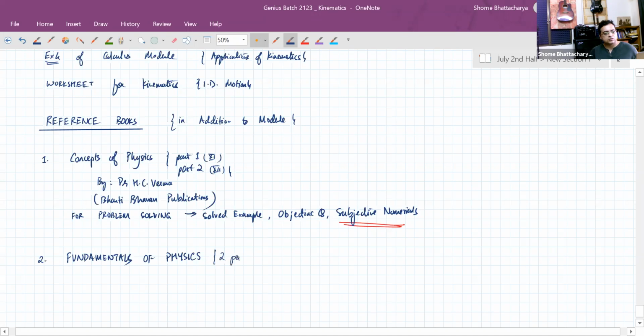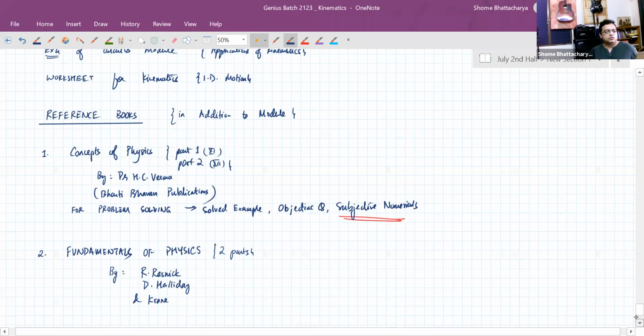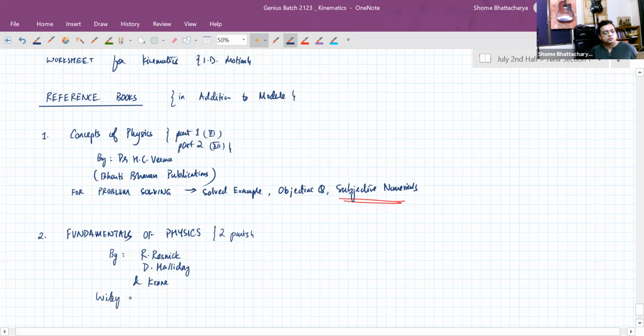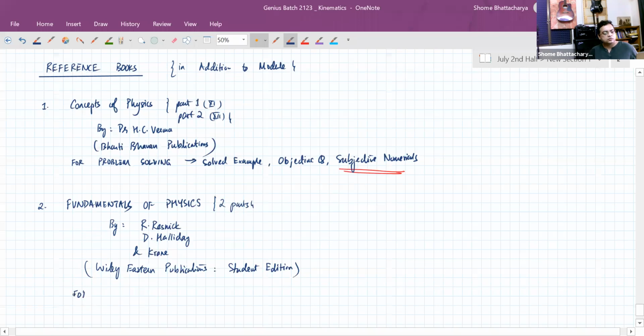This is also in 2 parts by authors Robert Resnick, David Halliday, and Krane. Get the student edition because the hardbound American edition is way too expensive. You don't need that. This is specifically for theory reading and reference, not for solving problems.